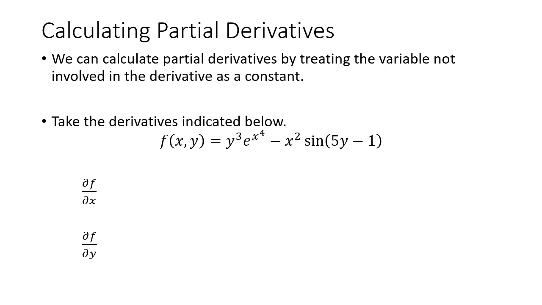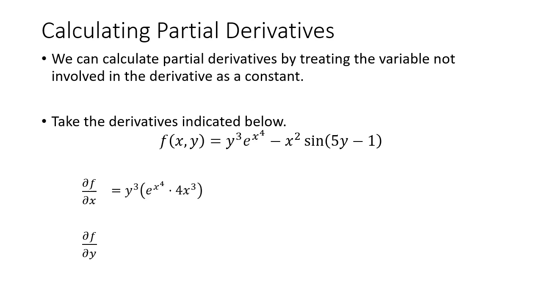Because this is a partial with respect to x, y is considered a number, so we can consider y cubed to be just a number to the third, and that's just going to stay there as we take the derivative. On the other hand, the derivative of e to the x to the fourth: the outer function is e raised to a variable power, whose derivative is itself. Then the inner function is x to the fourth, whose derivative is 4x cubed.